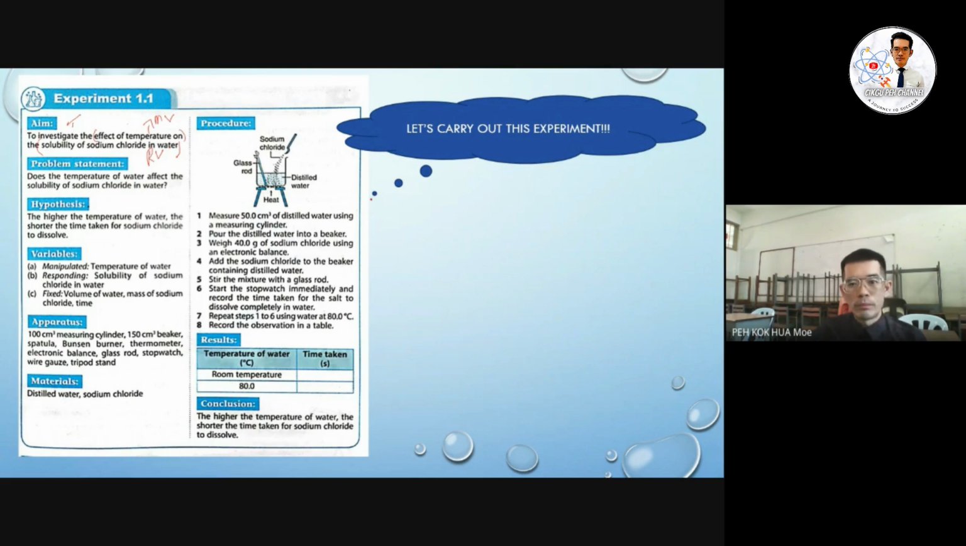So that means for temperature, maybe we have to give 5 readings: 20, 40, 60, 80, and 100. That means we need to get the time for the salt to dissolve fully in the water, so you have another 5 readings here. But here, it gives only 2. And the fixed variable here will be the mass of the sodium chloride. So all of this you have to know, especially when you are conducting your experiment and also in your paper 3.